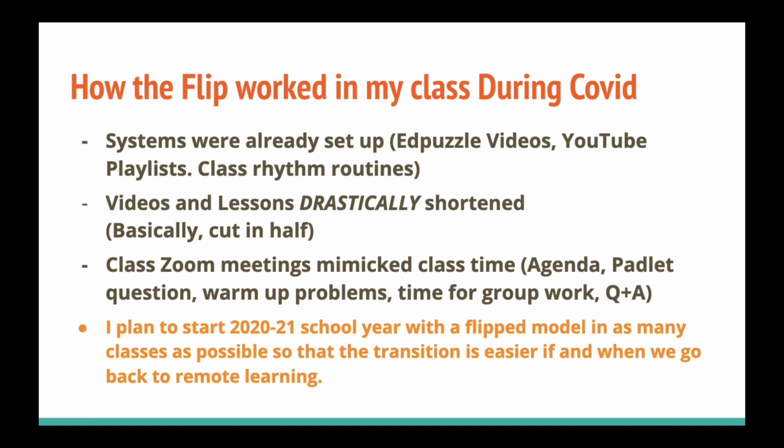Next school year, I do plan to start the year with a flipped model in as many classes as possible. So I mentioned my physics is not a total flip, but I'm going to try to do more of it just so that we will have that in place. Those systems will be in place. Kids will already have familiarity with the platforms, and I will have more familiarity with the platforms. Because I hope we don't have to go back to remote learning, but I just think that it's very likely, you know, all the universities are closing down in November. I think the public schools might do the same.